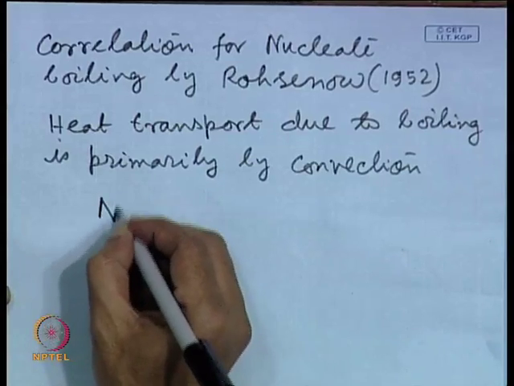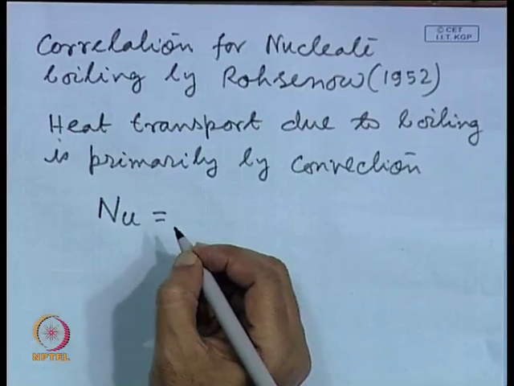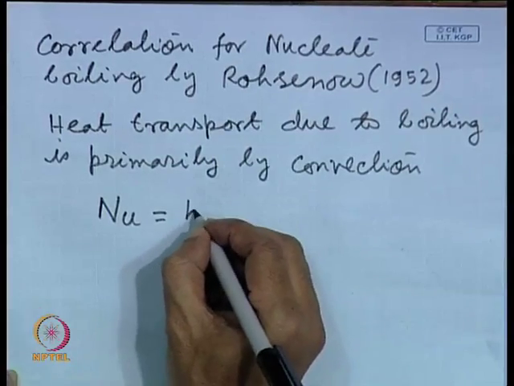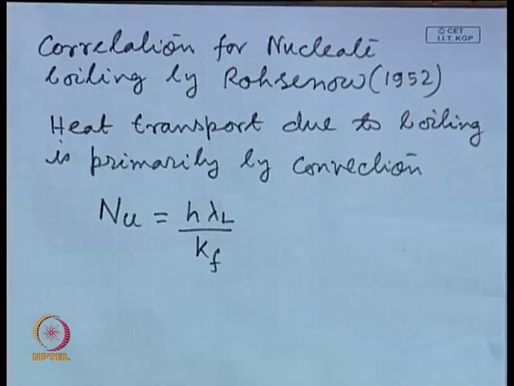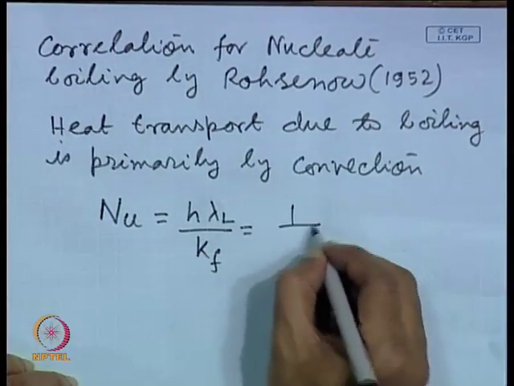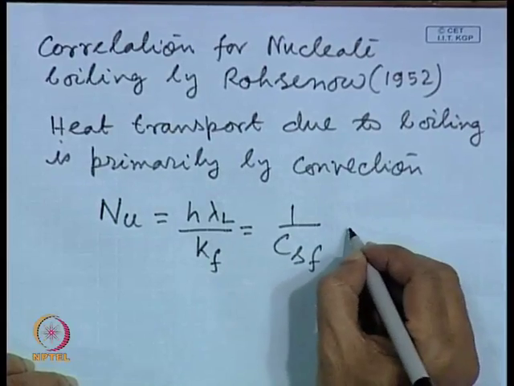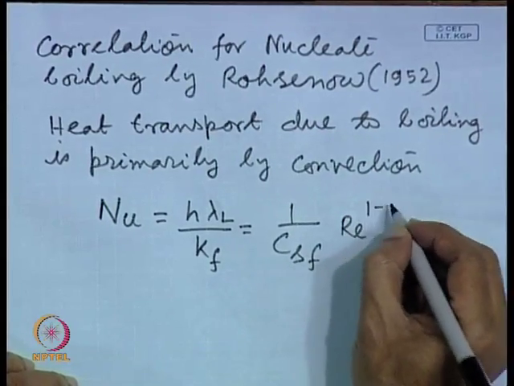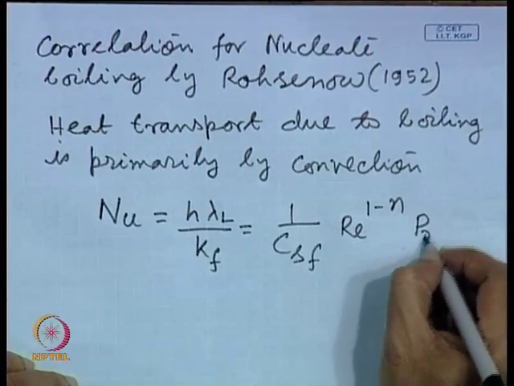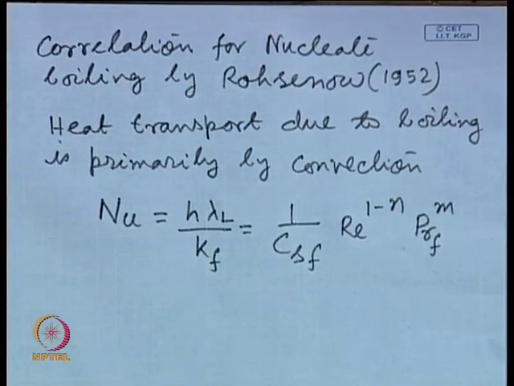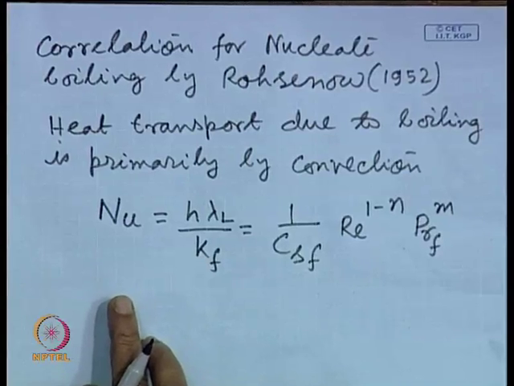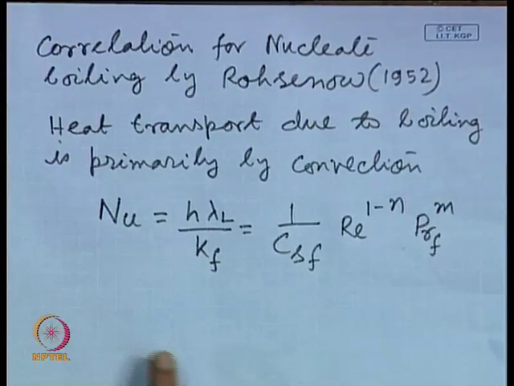Then one can define the Nusselt number, that is equal to h times L by k_L or k_f, and that is equal to (1/C_sf) Re^(1-n) Pr_f^m. So, let me tell you, by this time probably you have also understood that for liquid we are using a subscript f or L. So, this is the very well known formula for Nusselt number.